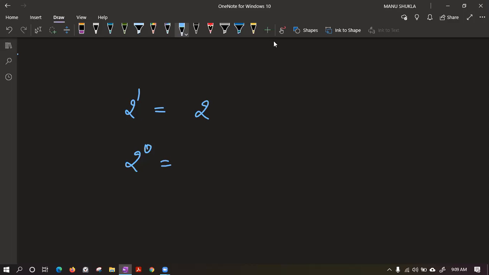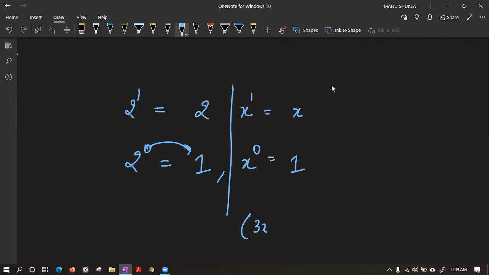Its answer is 2, and 2 power 0 is 1. Any number power 0 is 1. So if I take x power 0 and x power 1, what is the difference? X power 1 is x only, but x power 0 is 1. Whatever number you take, even 3x cube y square z whole power 0, that is also 1. If your main power is 0, the answer will be 1 only, whether it is a variable or a constant. Okay, Joel?